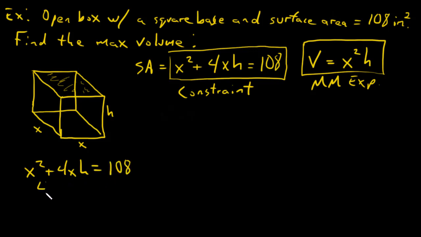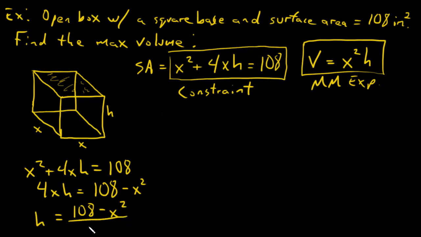Alrighty. So 4xh equals 108 minus x squared. And then h is just equal to (108 minus x squared) divided by 4x. Okay? It looks bad, but it's not. I'm going to take this compound expression here and turn it into 2 individual terms. So it's just going to make doing the derivatives a lot easier.